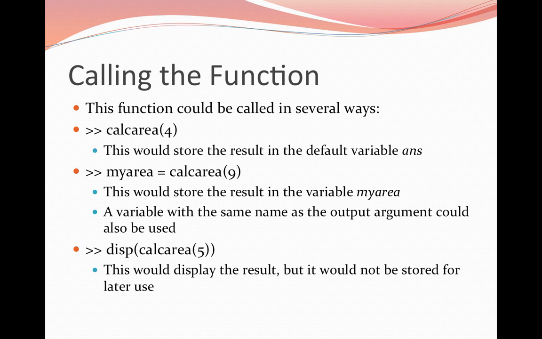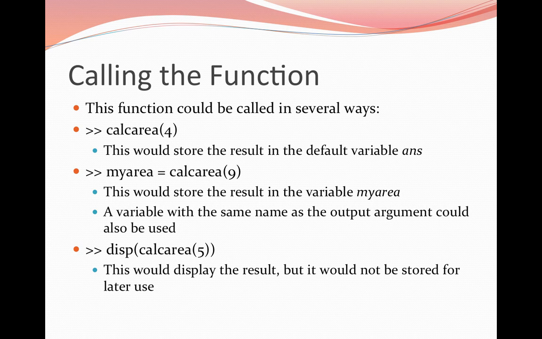On the other hand, I could call the function in an assignment statement. So for example, if I said myarea gets the value of calcarea of 9, in this case I'm passing 9 to be the value of the input argument RAD, and it's going to use that to calculate and return the area, and in this case I'm storing it in a variable named myarea. So I could use the same name as the output argument for my variable, or I could call it something different. It doesn't matter.